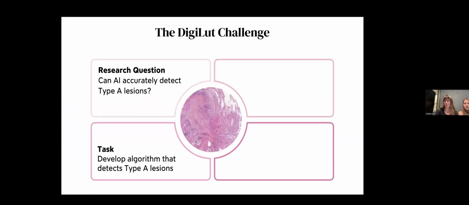This was exactly what the DigiLut Challenge was about also. There is Antoine Roux. Antoine Roux is a pulmonologist from Hospital Foch. Hospital Foch is a hospital in France. And Antoine Roux one day sat down and thought, can AI accurately detect type A lesions? He thought about this and he thought, how can we address machine learning experts to help us solve this question? So he thought about it and he came up with this idea. Let's create a challenge. So Emanuelle and I saw this challenge online and we thought, hey, this is very interesting. We want to see if we can maybe develop an algorithm that is able to detect type A lesions.